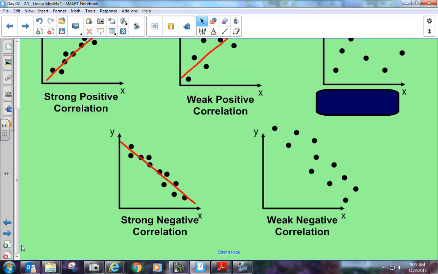That is a weak negative correlation. Because again, if we draw a line here, it kind of fits that line right there. And the dots, though, are spread out a little bit more. So that's a weak negative correlation.